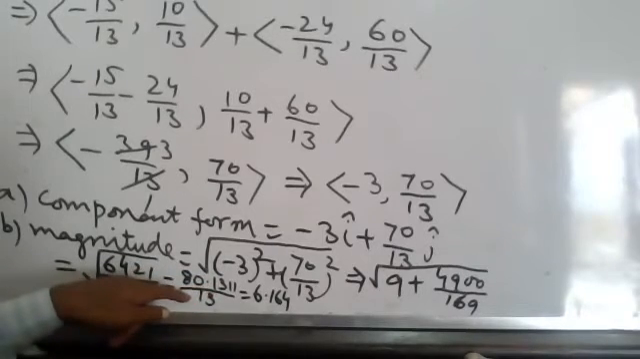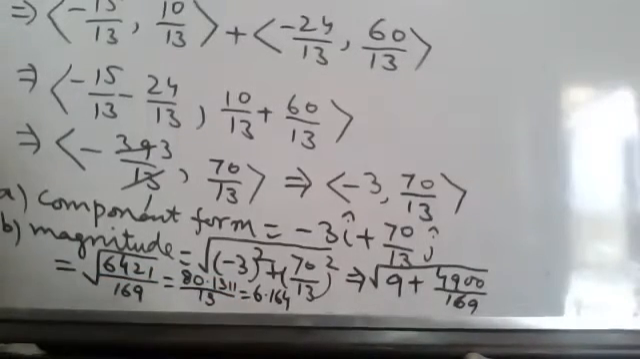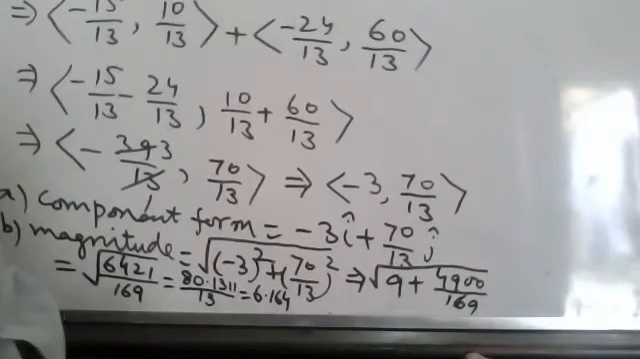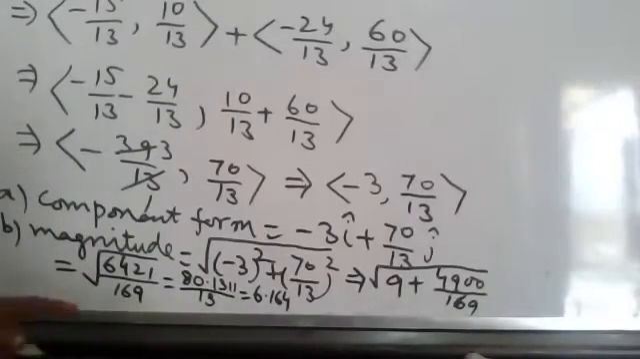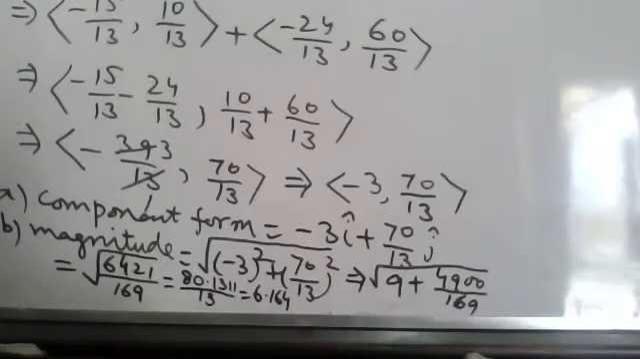80.1311 divided by 13. The final answer is 6.164. This is the final answer, the magnitude. First we wrote in component form, then we wrote the magnitude. So that was question number 8.